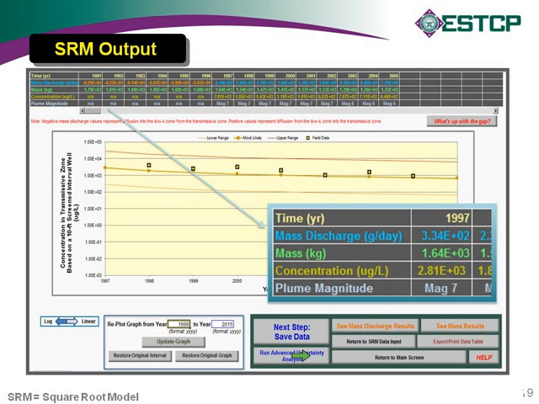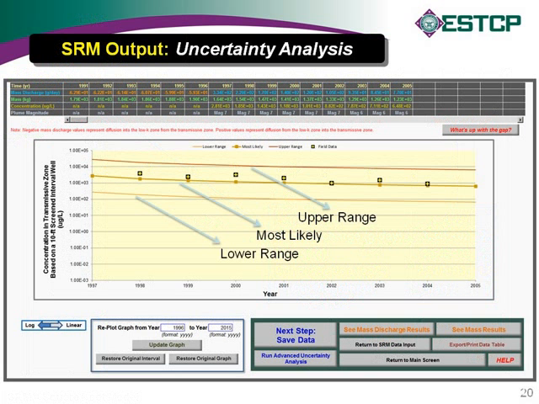In addition to the graphical outputs, the square root model also provides, in tabular format on the top of the output screen, the time the simulated values were calculated, the mass discharge at each of those times, the mass, the concentrations, and the plume magnitude. So all this information is available on screen, if the user is interested in that, they can just look at the table. And this next slide really talks about the uncertainty in there. We did want to put some idea in there.